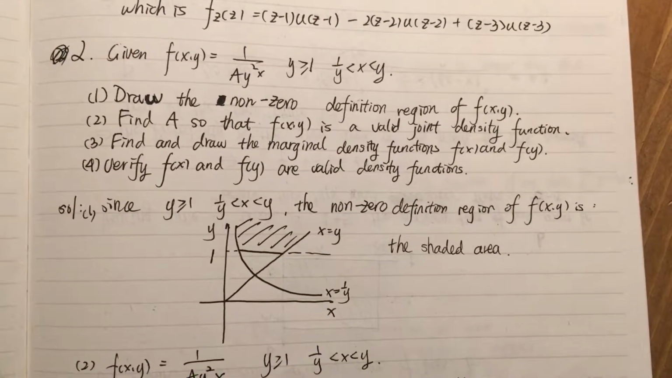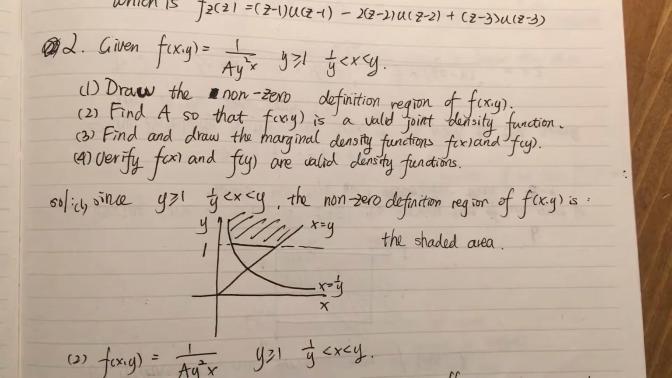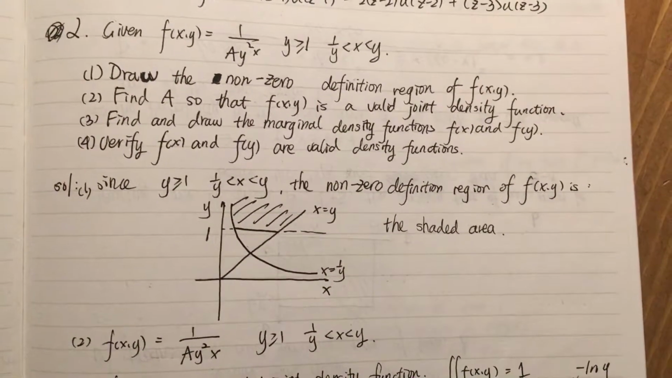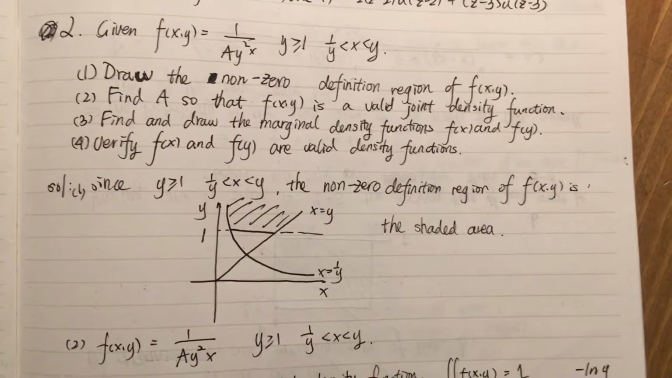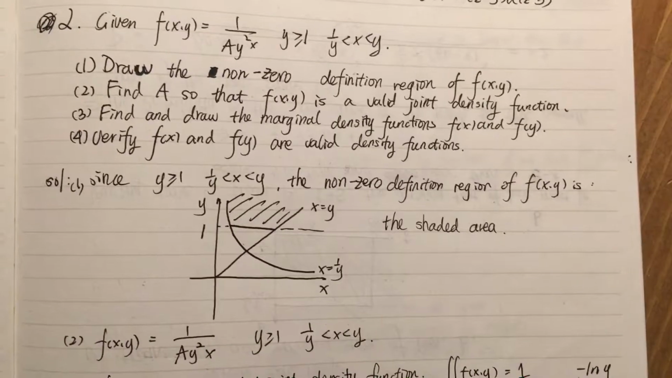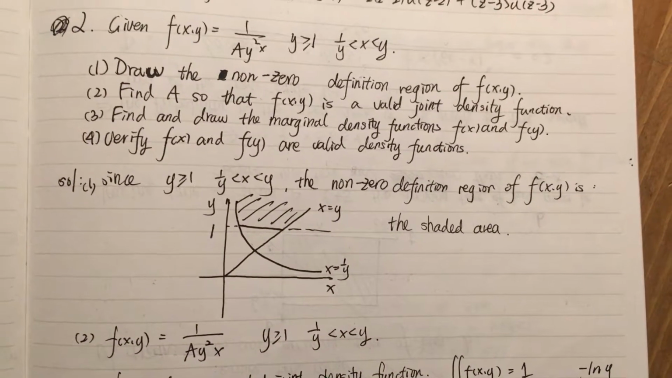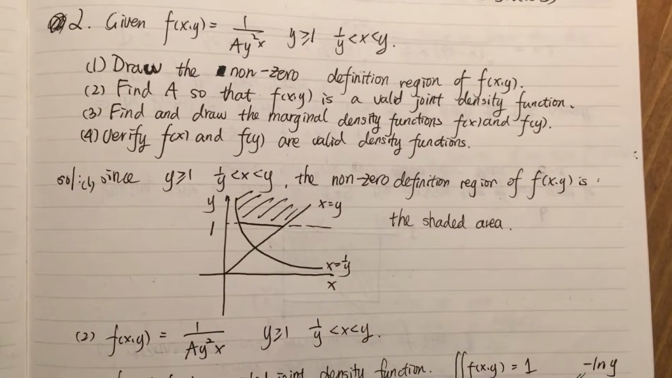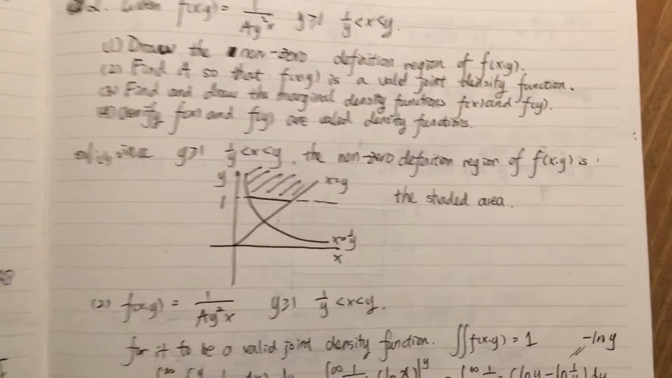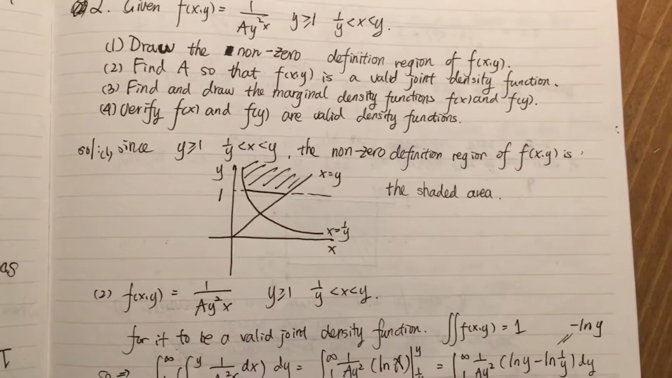So the problem asks us to firstly draw the non-zero definition region of f of x and y. Second is to find a so that f of x and y is a valid joint density function. And the third question is to find and draw the marginal density functions fX and fY. And the last question is to verify whether fX and fY are valid density functions. This problem can be really straightforward to solve.